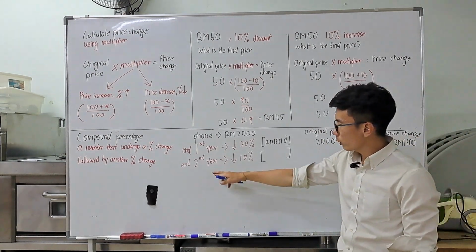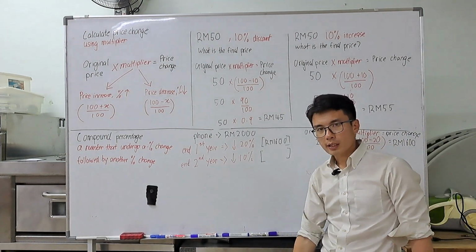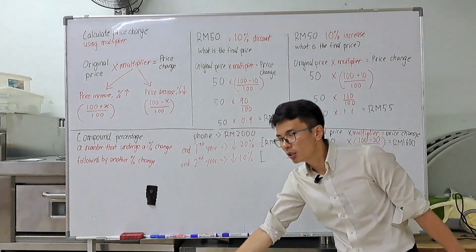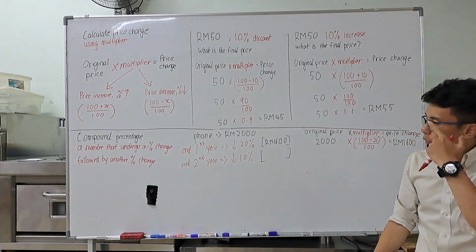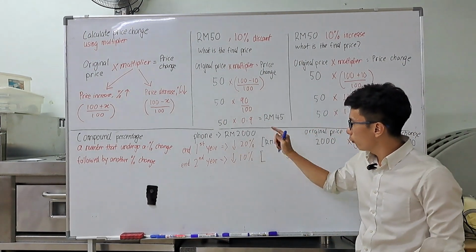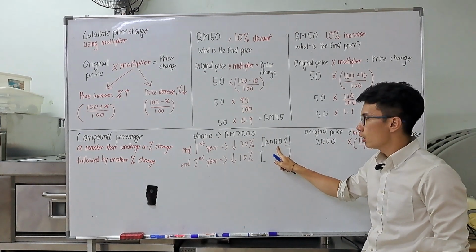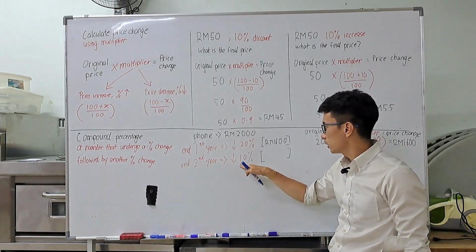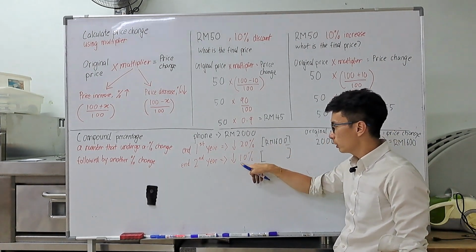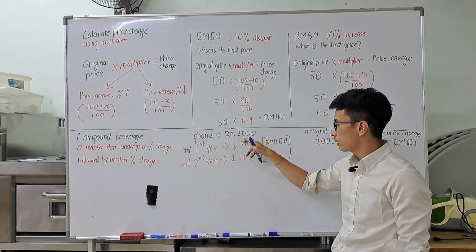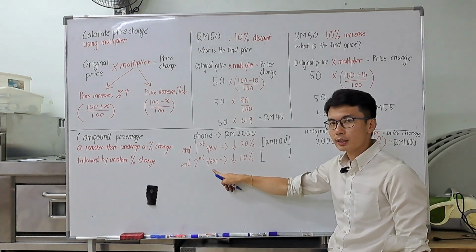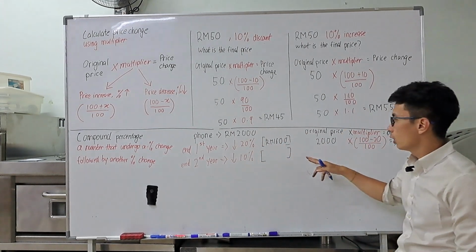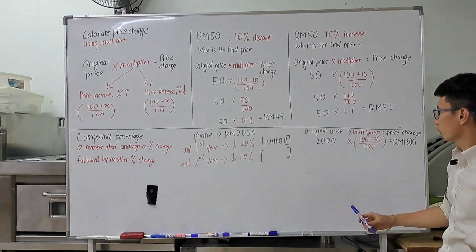Now let's look at the next line. At the end of the second year, what will be the final price of your phone after another 10% reduction? Take a look here. At the end of the first year, your phone is now 1,600. So by the end of the second year, I reduce another 10% from this one, because my phone price has changed from this to this. Now I'm approaching the second year, so this 10% reduction is from this value here.